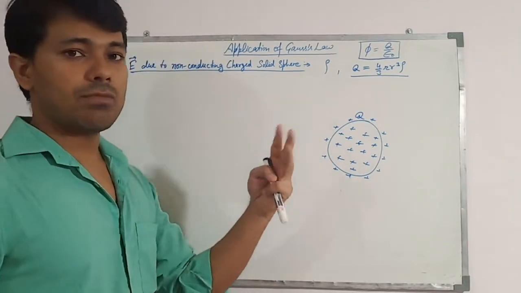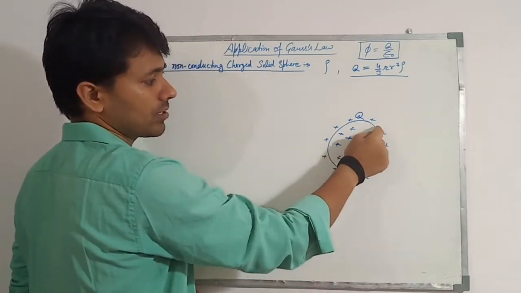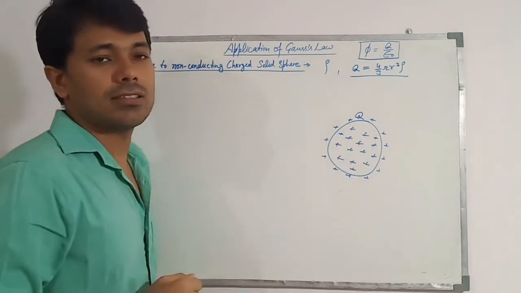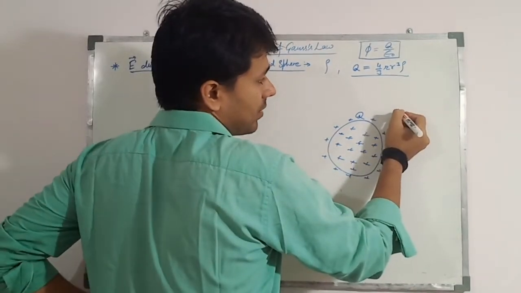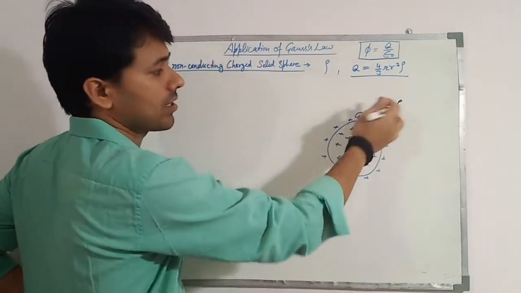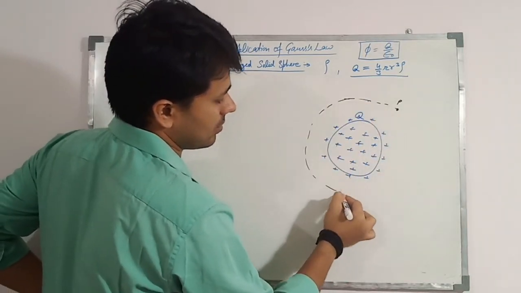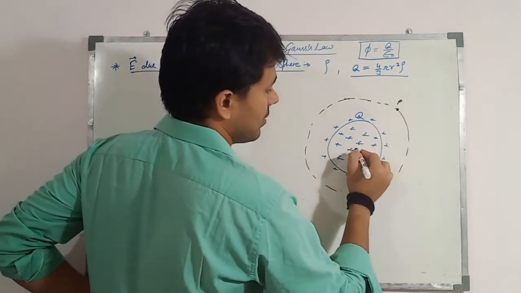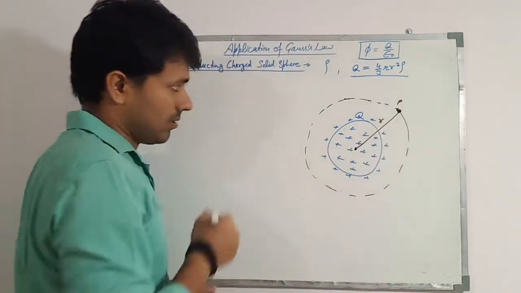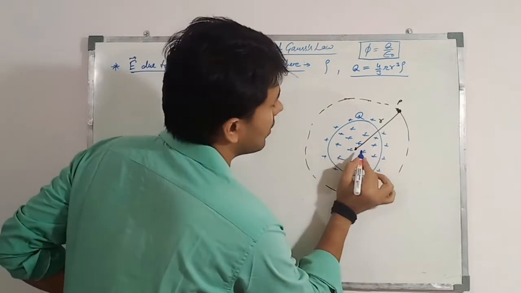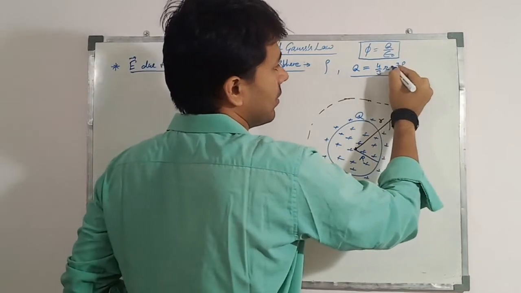There are 3 points where we have to find the electric field: outside the solid sphere, on the surface of the solid sphere, and inside the solid sphere. Let us take the first case. If point P lies outside the solid sphere, then we have to draw the Gaussian surface. This is the Gaussian surface having radius small r, this is the point P, and the radius of the sphere is capital R.